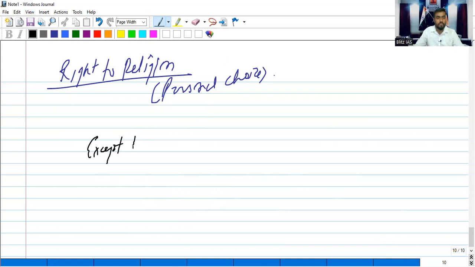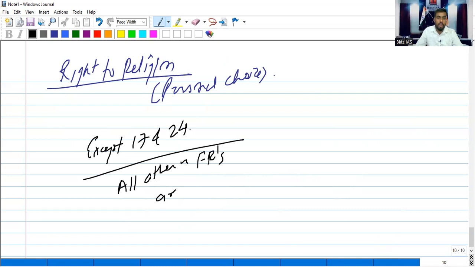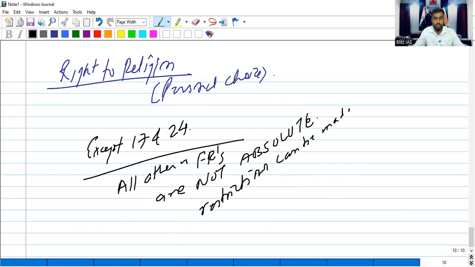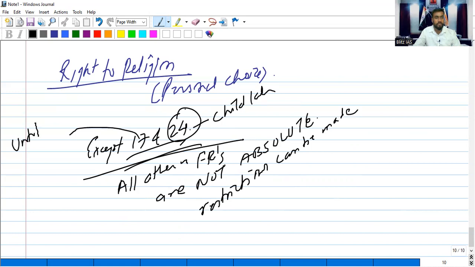Except Article 17 and 24. All other fundamental rights are not absolute. Reasonable restrictions can be made. सिर्फ 17 और 24 जो है वो एब्सोल्यूट है. 24 is related to child labor and 17 is, as you very well know, untouchability. ये बस एब्सोल्यूट है, बाकी कोई भी एब्सोल्यूट नहीं है.